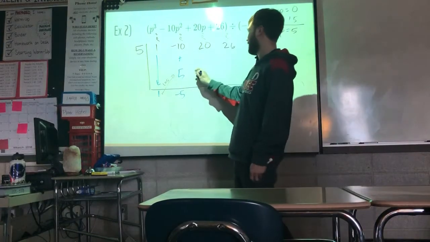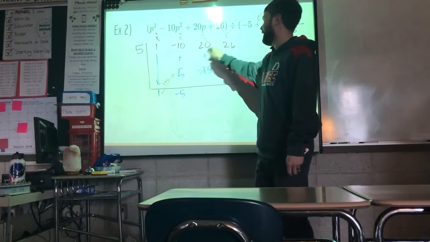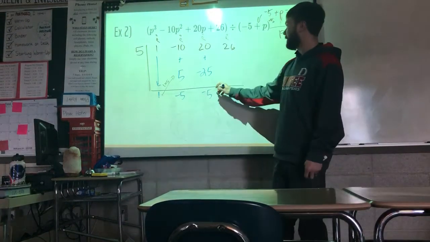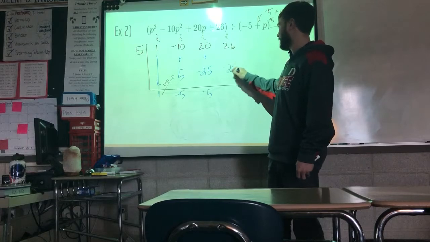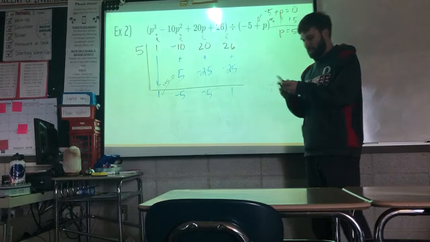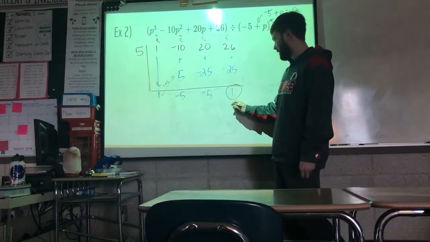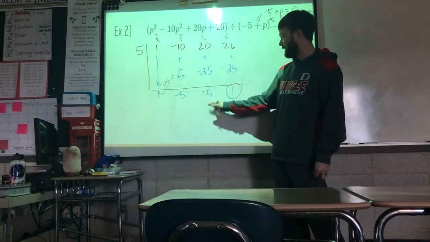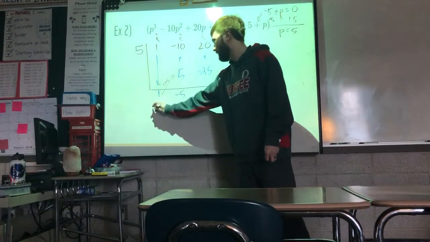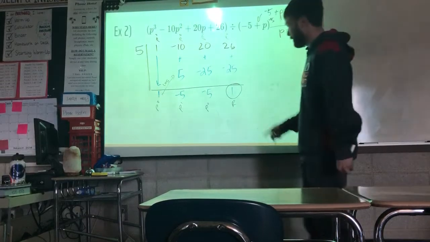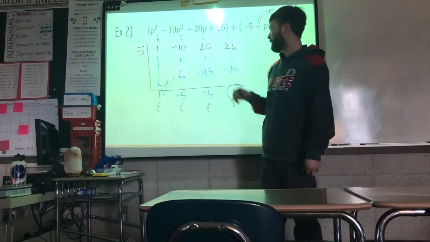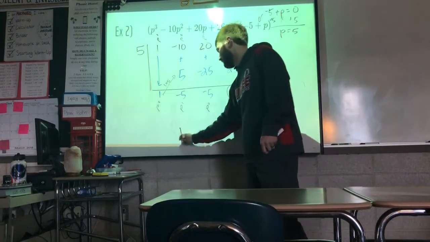So 5 times negative 5 is negative 25. If I add those together, I get negative 5. And finally, multiply one more time, and I get negative 25 again. Add them down, and I get positive 1. So I'm left with this, which, as Ms. Neubauer said, is my remainder. This is going to be my constant term, my p to the 0 term, p to the first, and p squared. So as you can see, this is not a factor. That also means that 5 is not a 0 of the given polynomial. So now let's write our answer.